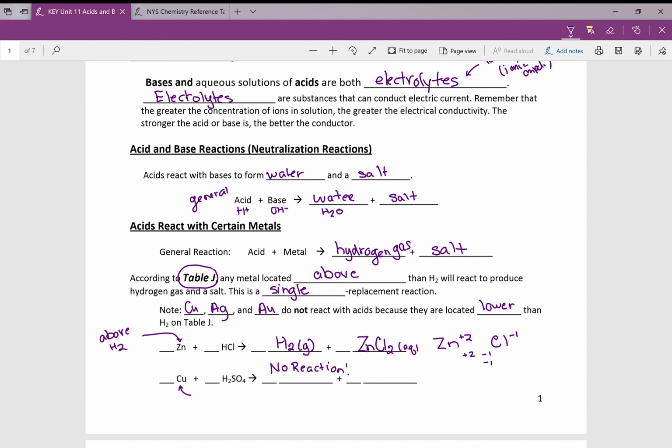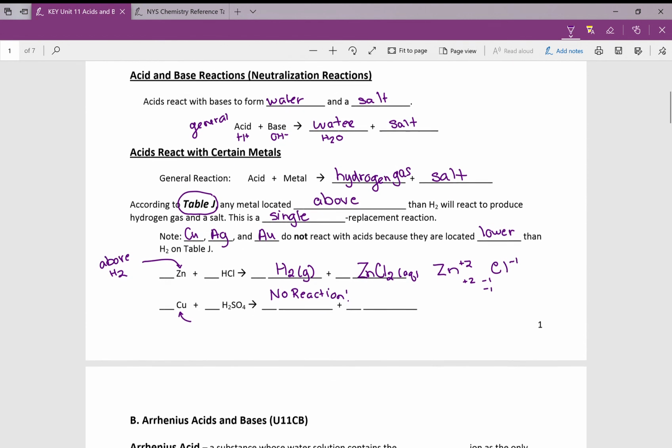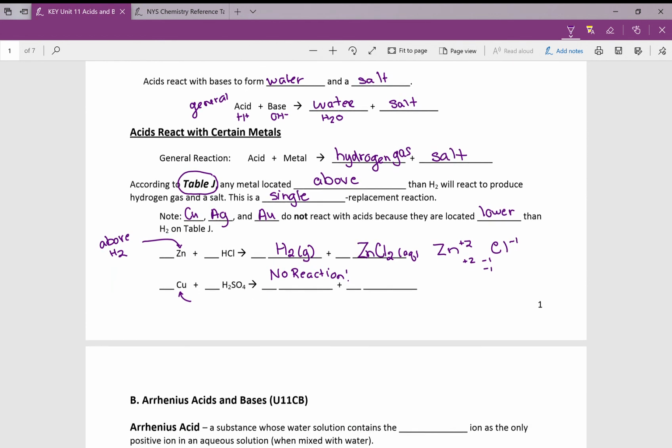All right, that's all you really need to know today. We will move on in our next lesson to defining Arrhenius acids and bases and going from there, but that's all you need for right now.